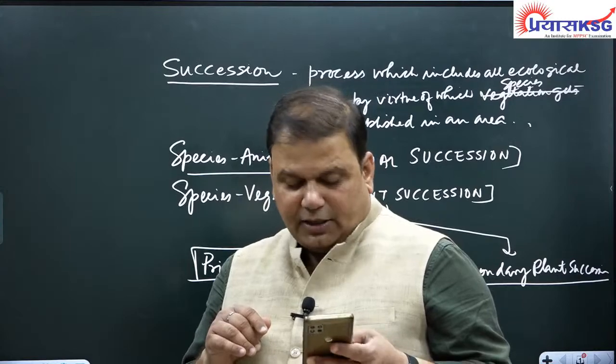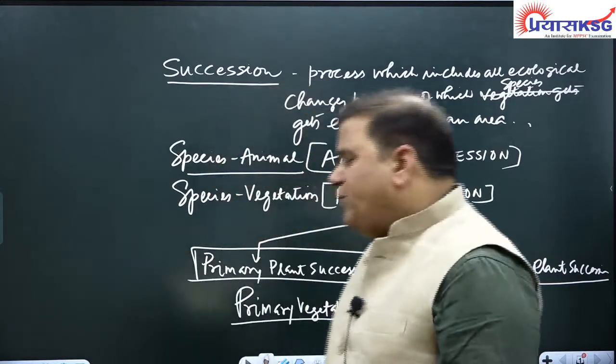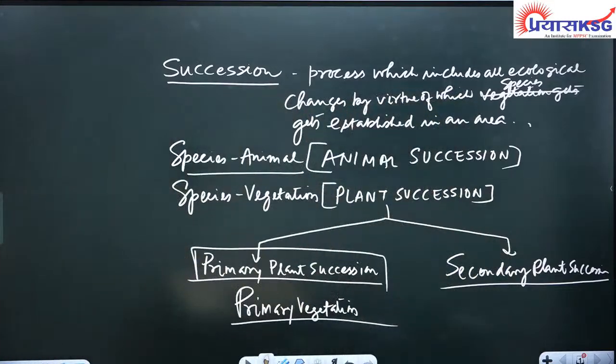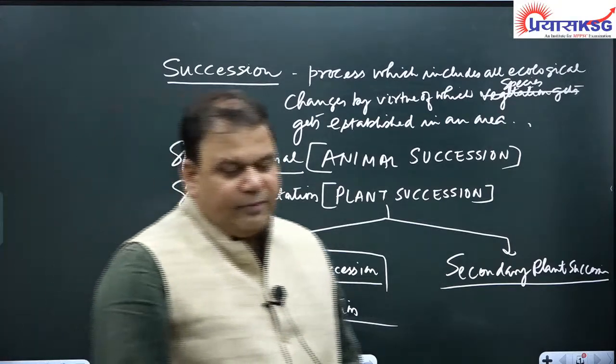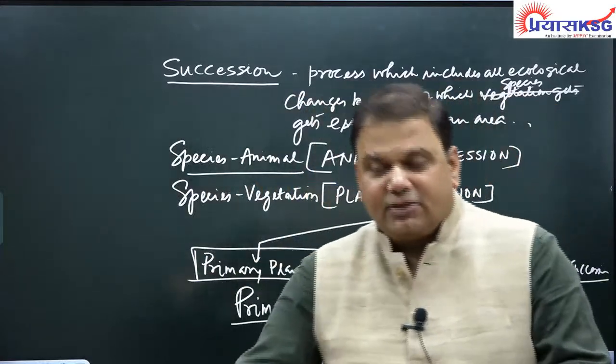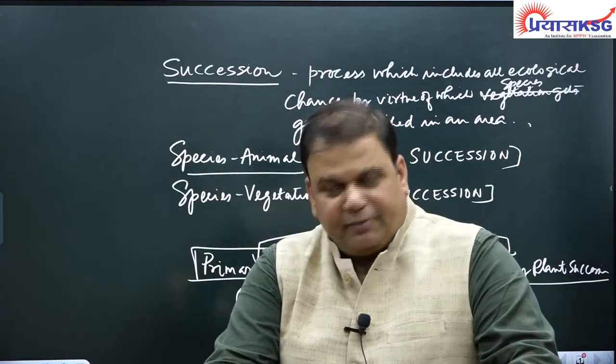Now it's clear. But if there is no vegetation in that area from the very beginning, then the establishment of vegetation in that area would be called primary plant succession. So one is called primary plant succession, and the second is called secondary plant succession. Is that clear? Fine.